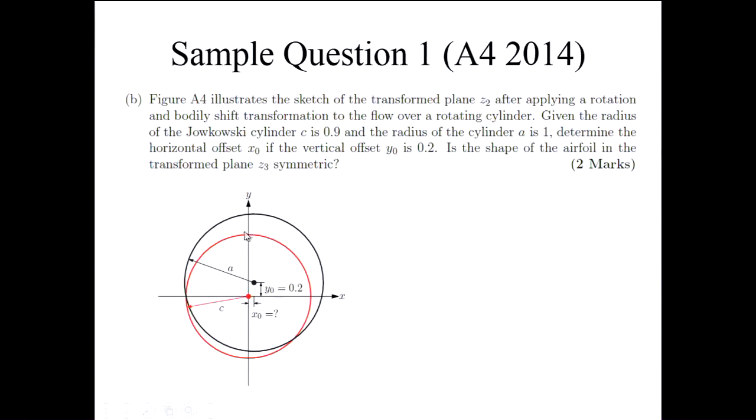You have been given a figure like this. It's just a sketch of the transformed plane after applying a rotation and Bartley shift transformation to the flow over a rotating cylinder. And you have been given the radius of the Joukowsky circle, which is the red circle, and the radius of the black circle is A, equals 1. And here we have to determine the horizontal offset, x0, if the vertical offset y0 is given as 0.2.